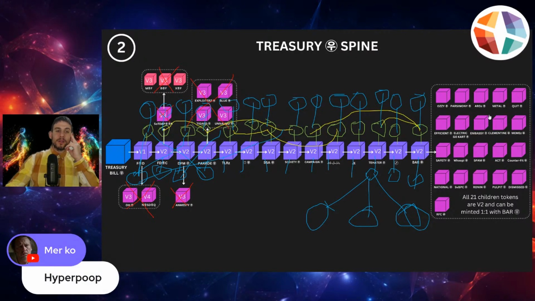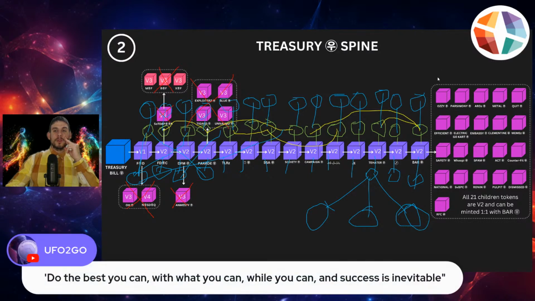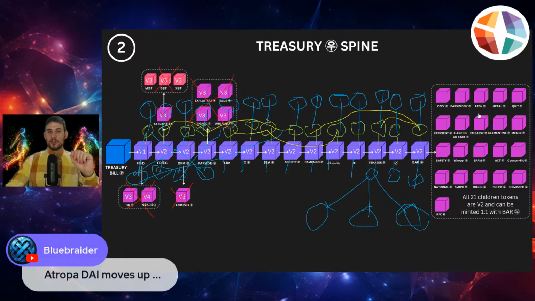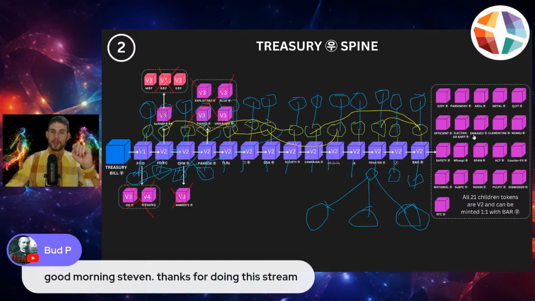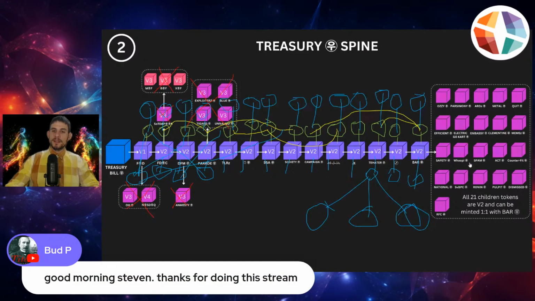Hyperpoop. I tell you what, Mirko, I don't know if you were talking about when I was talking about the clearing of the gut, but yes, there was definitely a hyperpoop. I can tell you that. Do the best you can with what you can while you can, and success is inevitable. UFO to go. That is beautiful. Is that a quote from someone in particular? Because I really like that, and I completely agree with that. Atropa DAI moves up. Of course it does. People start buying. Bud, what's going on, Bud?